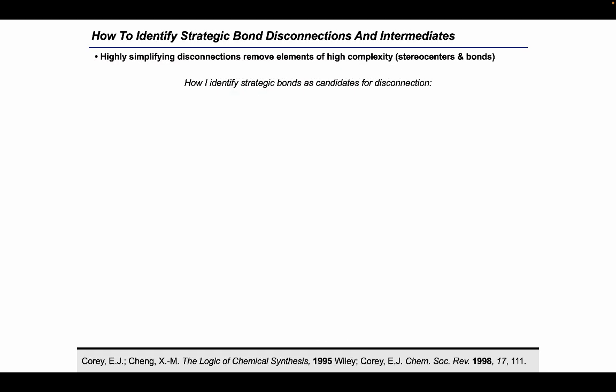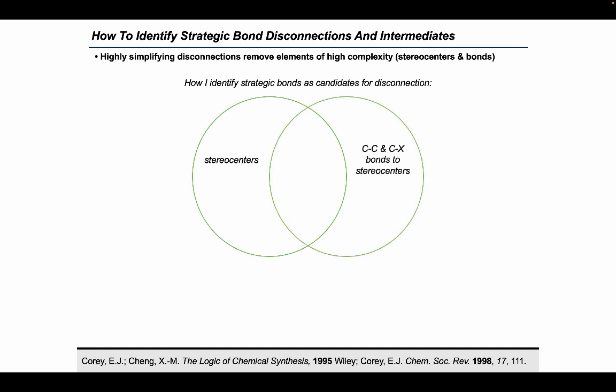With these fundamental concepts under our belts, how does one practically apply these principles to triage which bonds to disconnect? Well, since highly simplifying disconnections retrosynthetically remove elements of high complexity, foremost among these being stereocenters and C-C or C-X bonds, the way I go about retrosynthetic analysis of a given synthetic target is first to identify stereocenters, identify C-C and C-X bonds to stereocenters, and then, if there are ring systems, to identify bonds which connect those ring systems. It follows logically that transforms at the intersection of these points of complexity will be even more powerful.